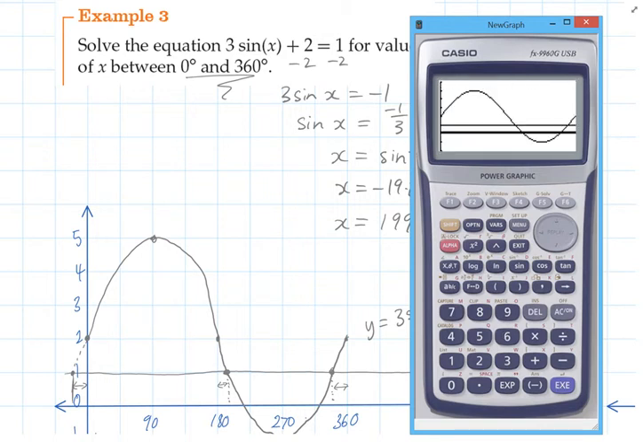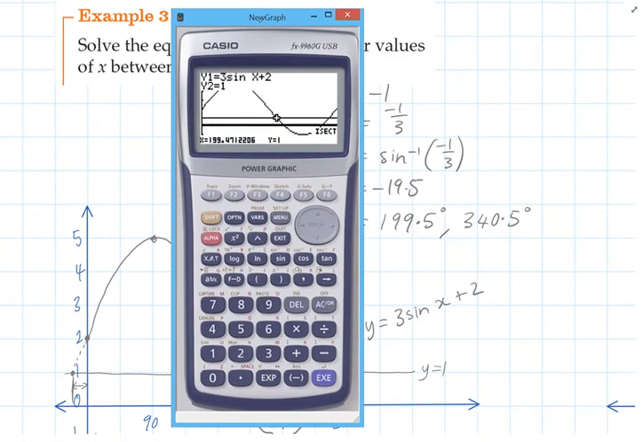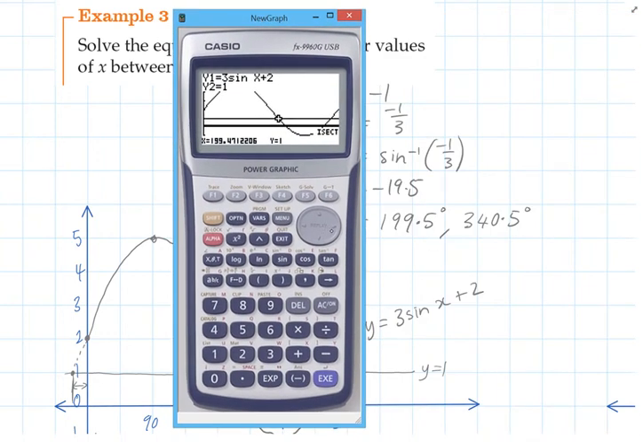Okay, so you can see we've got a similar graph to what I've drawn here, and so we're going to press G-Solve, which is F5, and that intersect button will find the intersect of our two graphs. So we'll press that again, which is F5, and there's our first intersect, 199.5, which is our first answer we got. And we press this arrow key to get our next one, and there we go, 340.5, which was our other answer as well.